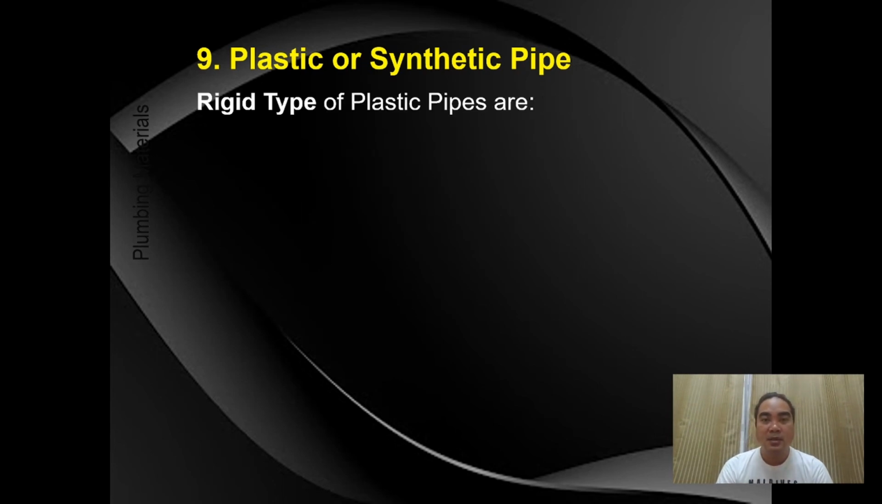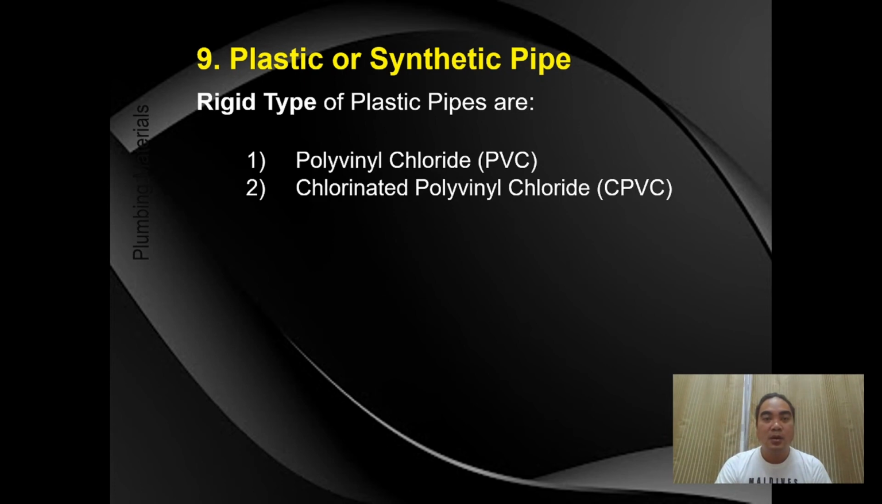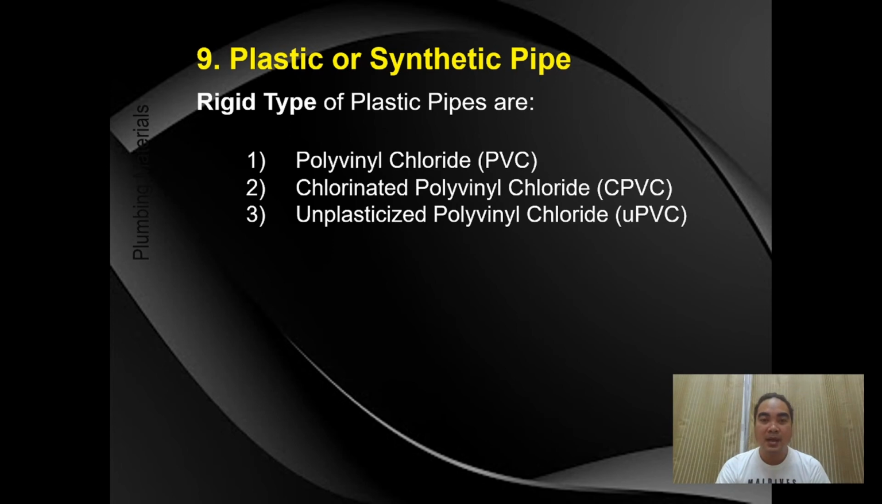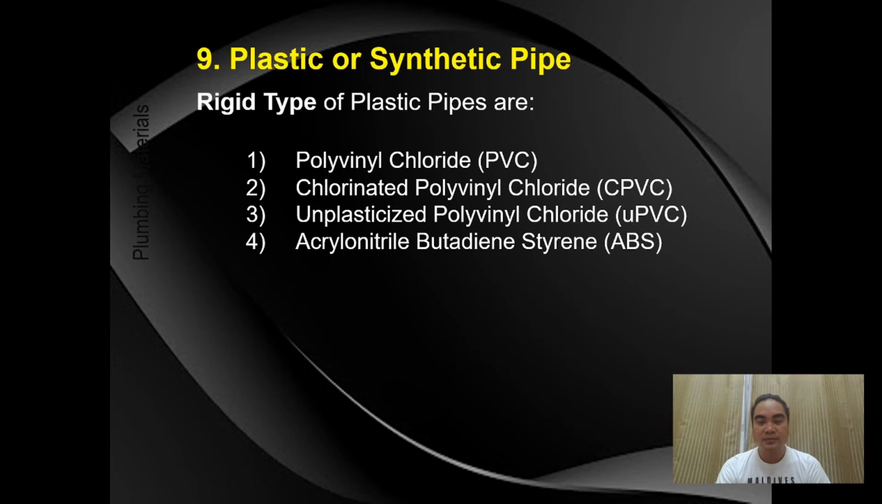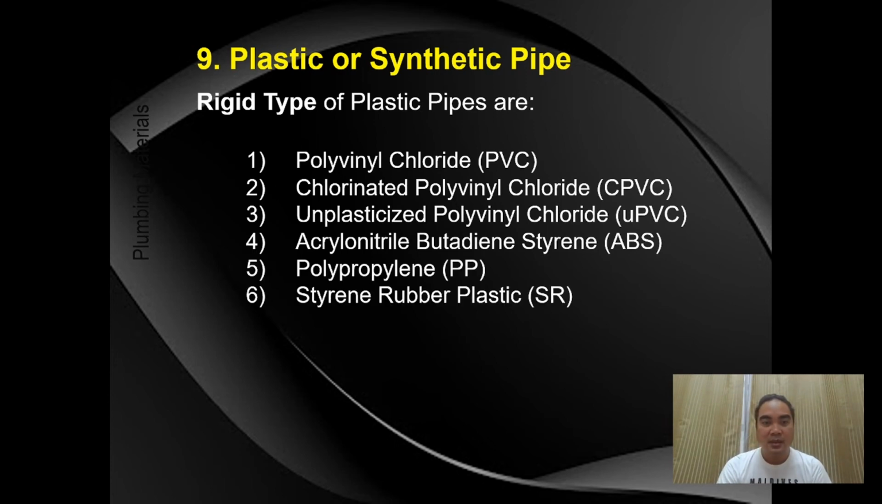Rigid type or plastic pipes are polyvinyl chloride, chlorinated polyvinyl chloride, unplasticized polyvinyl chloride, acrylonitrile butadiene styrene, ABS, polypropylene, PP, styrene rubber plastic.